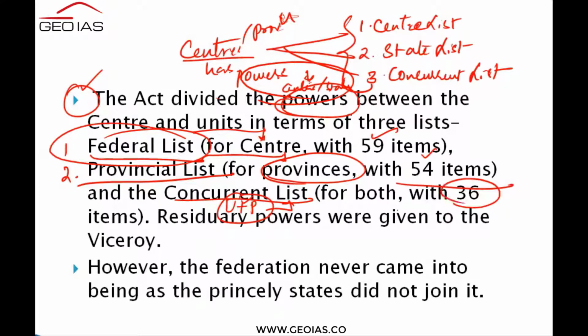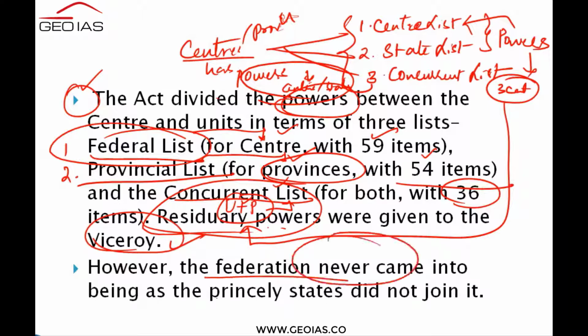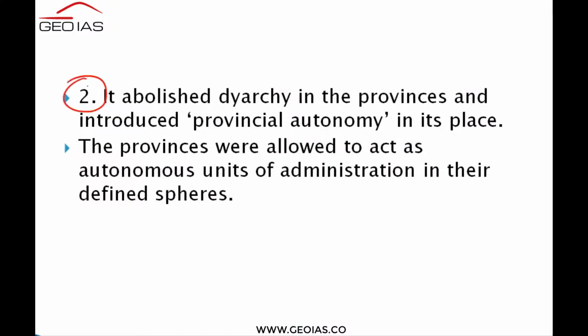And whichever powers did not fall under these three categories were named residuary powers. These residuary powers, which did not fall under the central, provincial and concurrent lists, were given to the viceroy. However, the federation never came into existence, as I already said, because the princely states never joined India. Going further, the second thing is that it abolished the diarchy in the provinces.